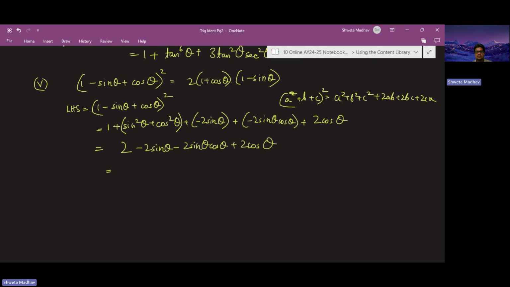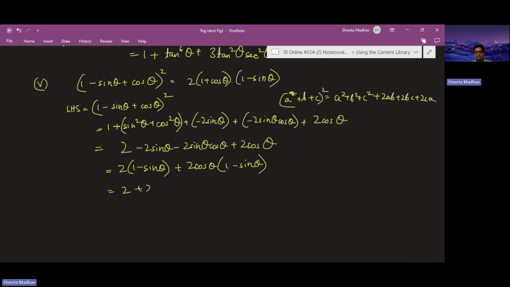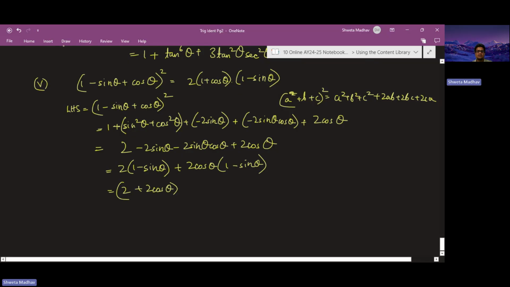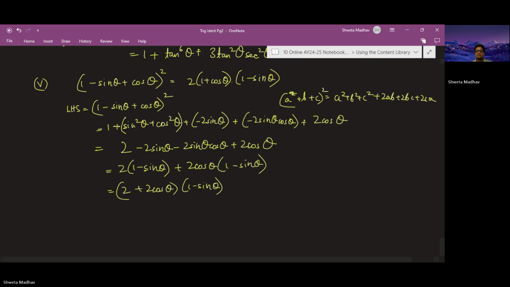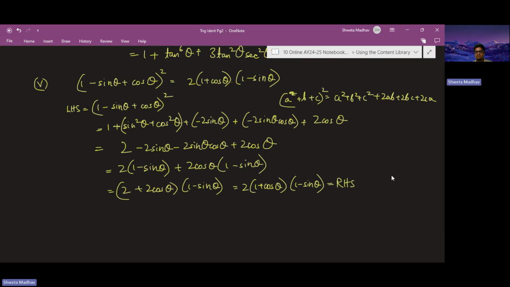Now we can take 2 as common from the first two terms. Then we will get 2 into 1 minus sin theta. And from the next two terms, you can also take plus 2 cos theta as common, and then we get 1 minus sin theta. This will be equal to 2 plus 2 cos theta into 1 minus sin theta. So from here I can take 2 as common. So this will be 2 into 1 plus cos theta into 1 minus sin theta, which is equal to the right hand side. So hence proved.